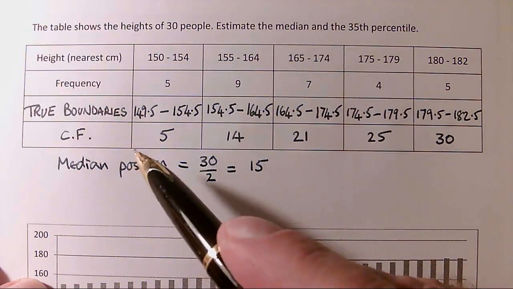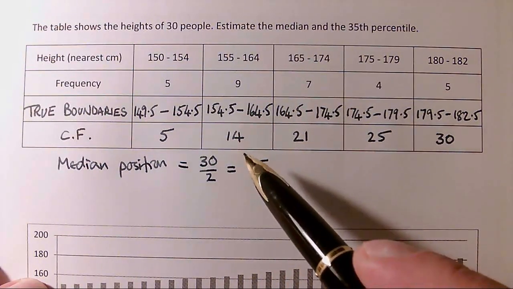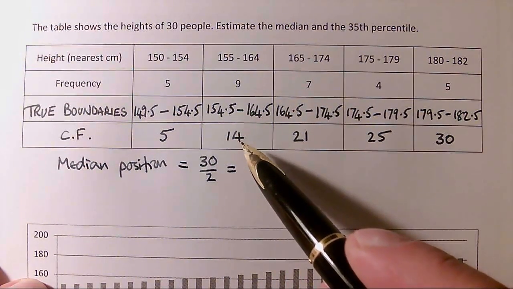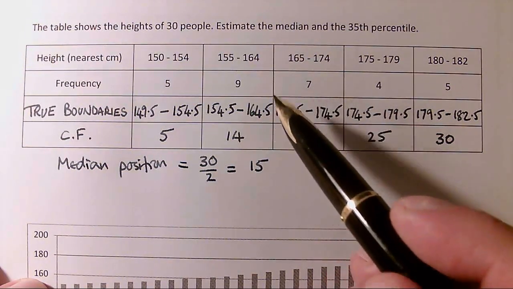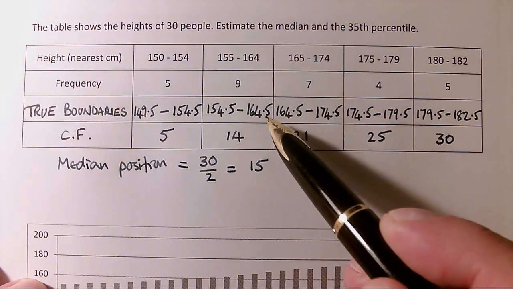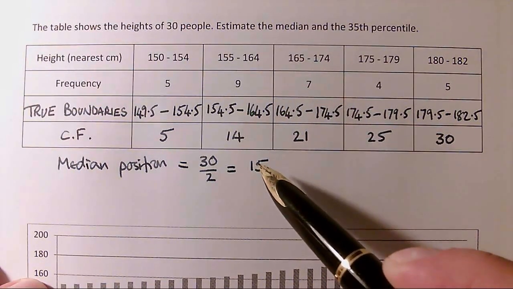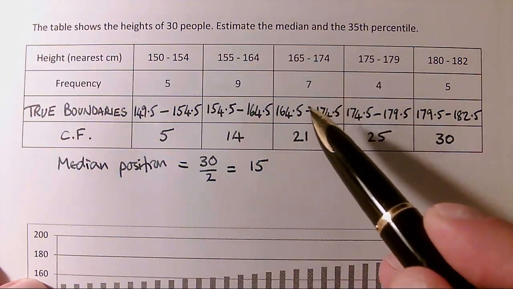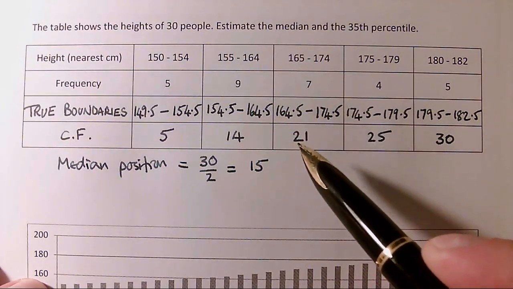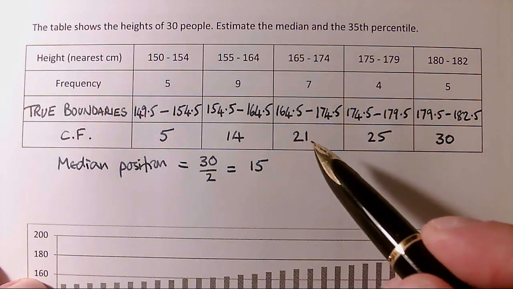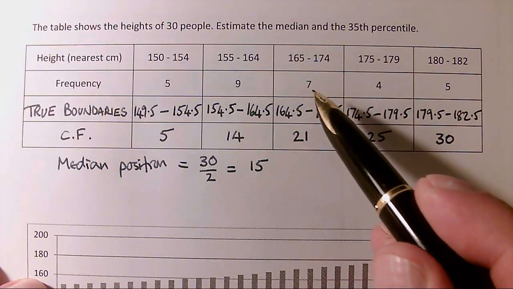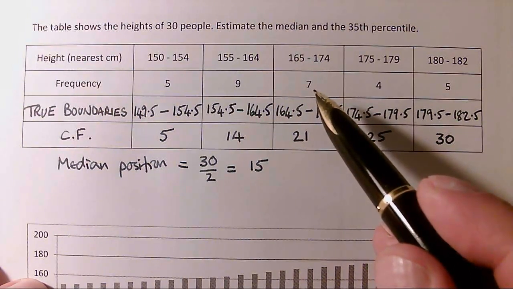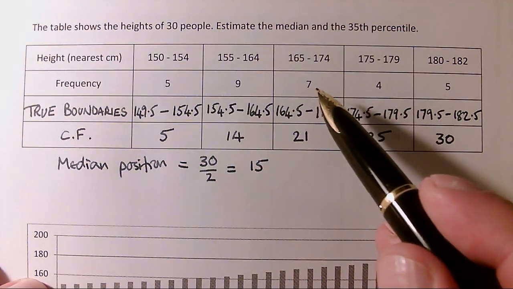Now, I can see, looking at my cumulative frequencies, that by the time I reach the 14th person, I have got up to a height of 164.5, but I want the 15th person, so the 15th person would be someone in this group here. And we can see that it's only just into this group, so out of these 7 people, effectively, I just want to go to the first person. So I'm going to go 1/7 of the way into that group.